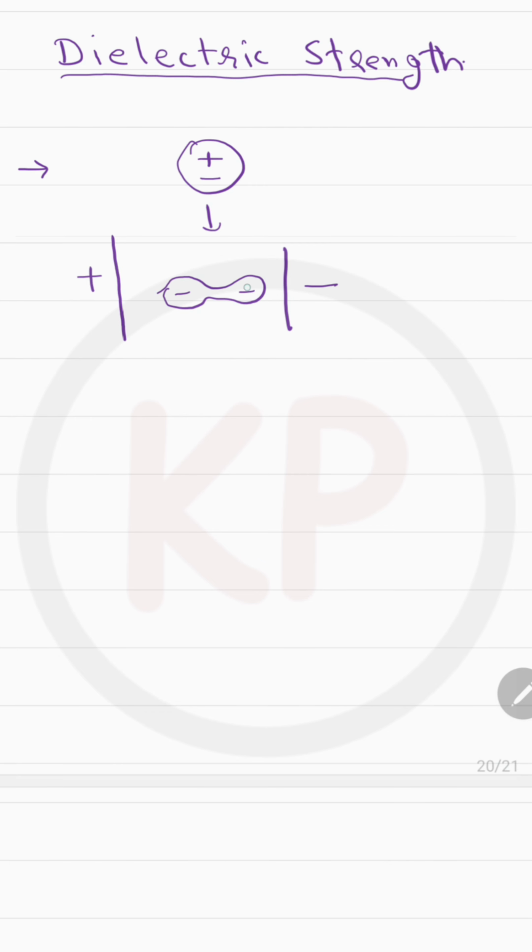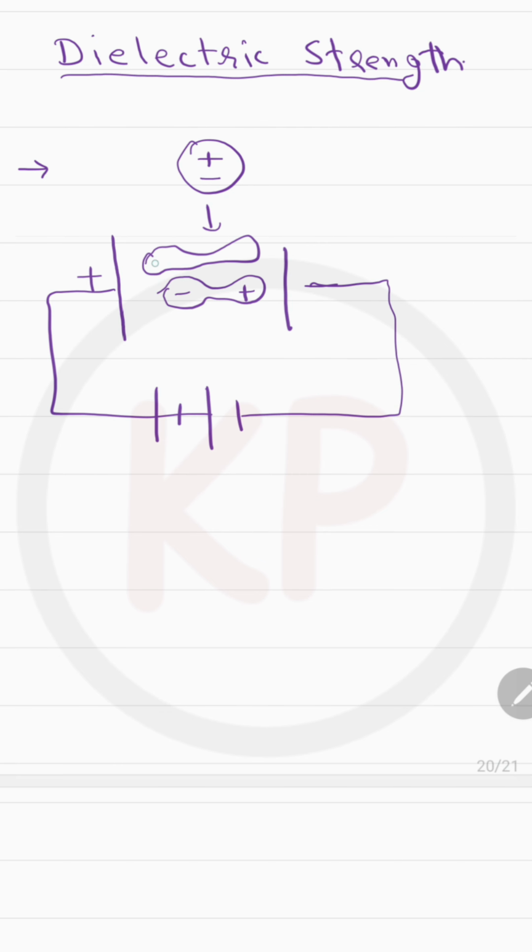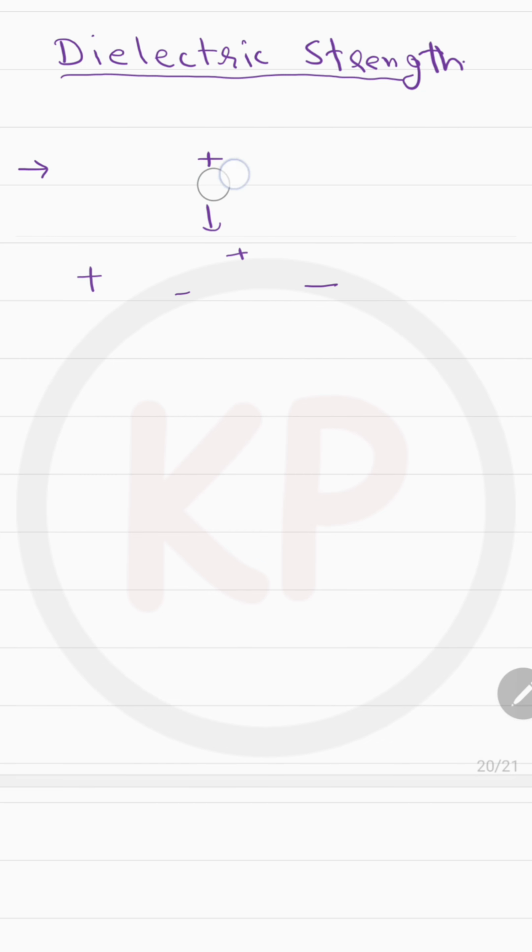This is called polarization. Okay, this positive is made with the help of a battery, and this is negative. Now if you increase the voltage, the polarization will also increase. At some point, dielectric breakdown occurs in the atom. This atom which was getting polarized, the negative and positive terminals will break apart. That strength up to which it can withstand is called dielectric strength.